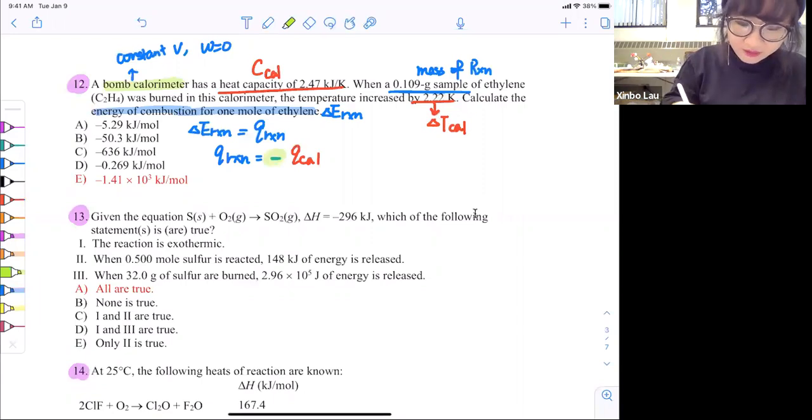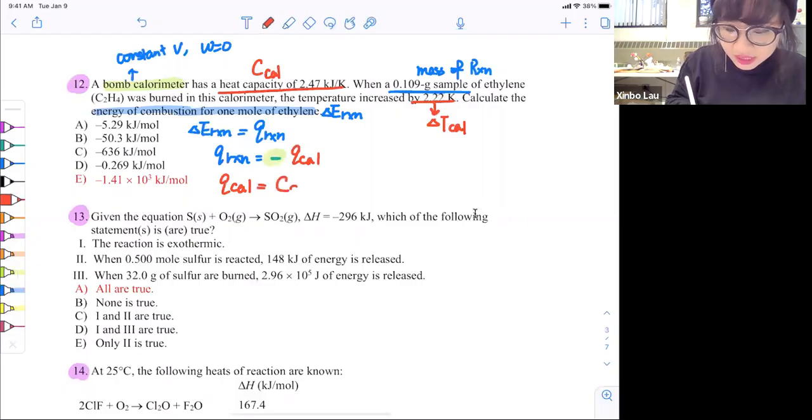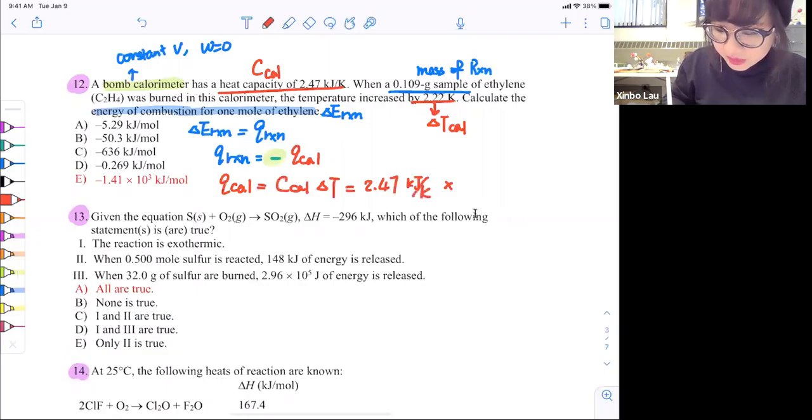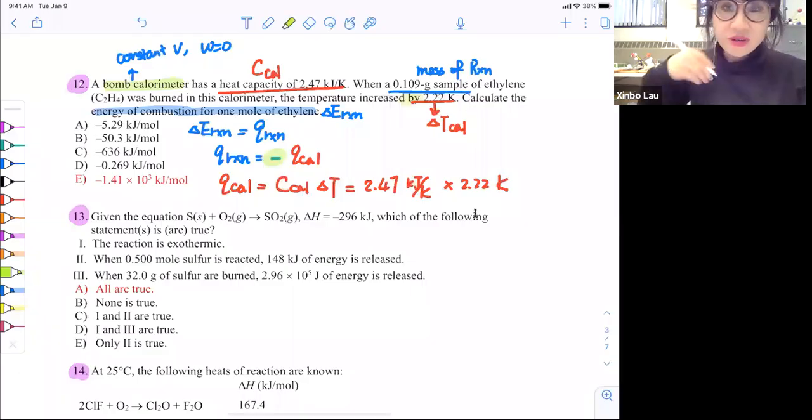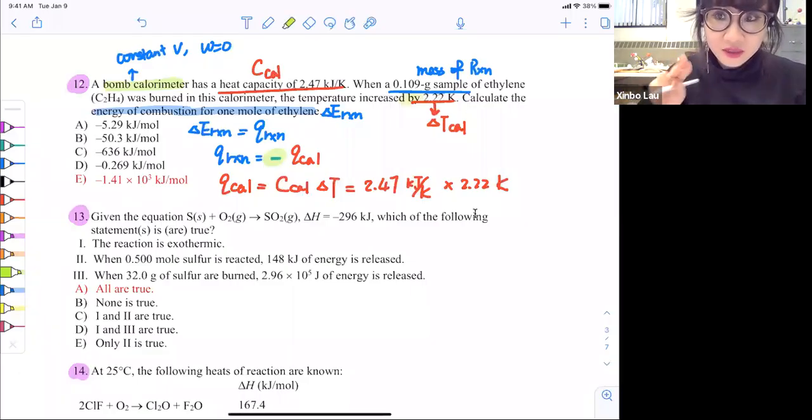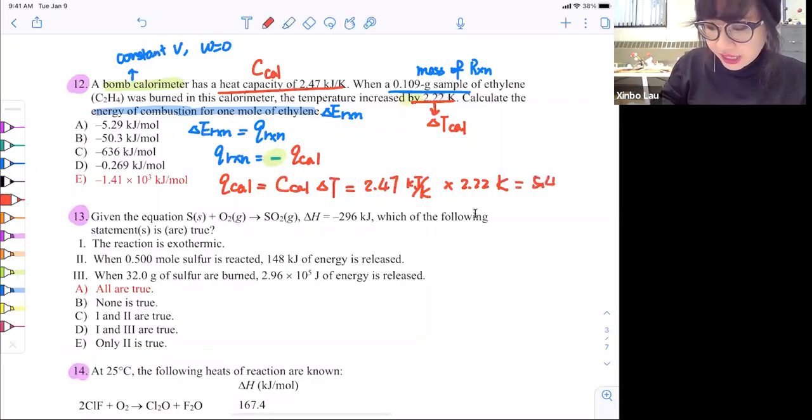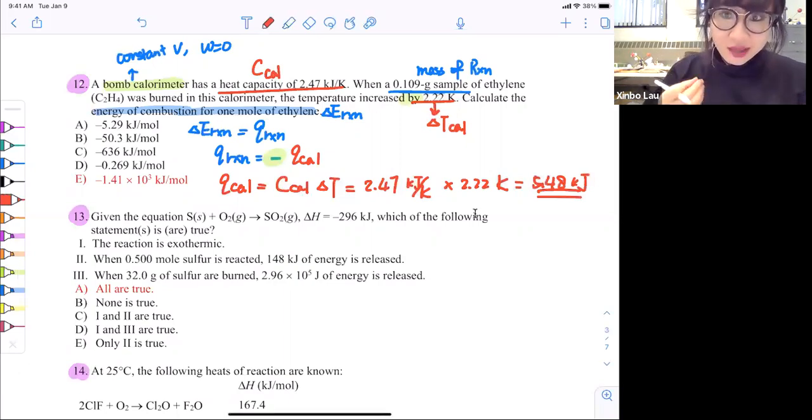Now we have information for the calorimeter, so we can use the heat capacity times the temperature change. That would be 2.47 kilojoule per Kelvin times the temperature change of 2.22. Also notice the wording "increase by." When we say "by," that means it's the difference already, because that's already telling you the temperature change. If you do that calculation, we get 5.48 kilojoules. That's the heat that the calorimeter absorbed.